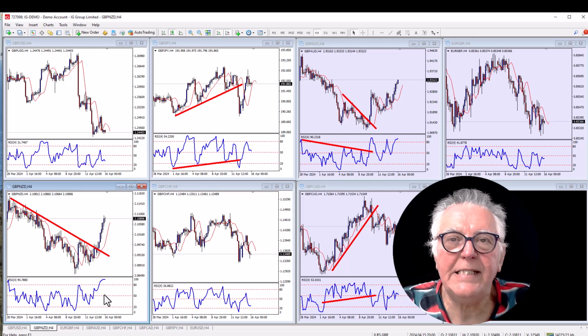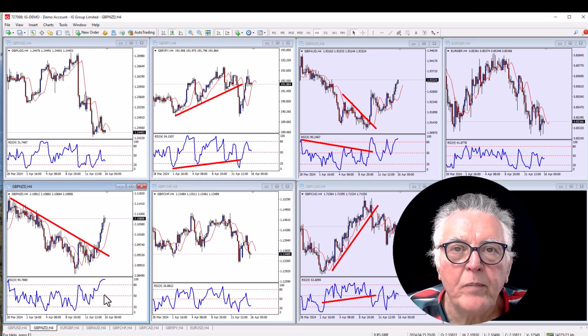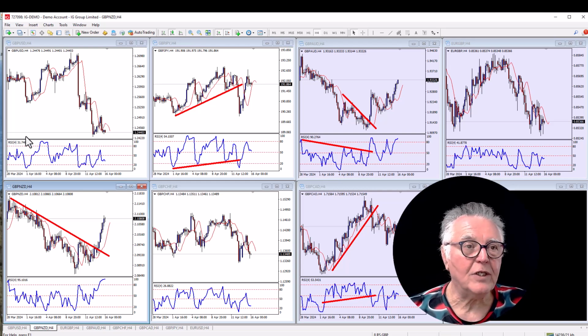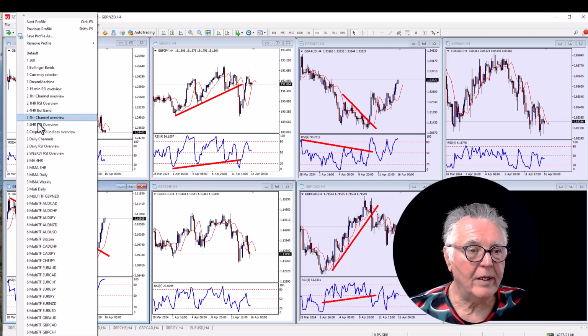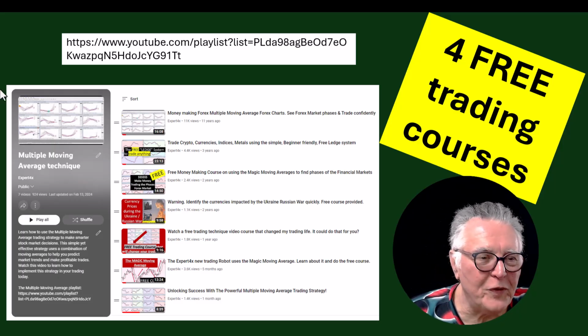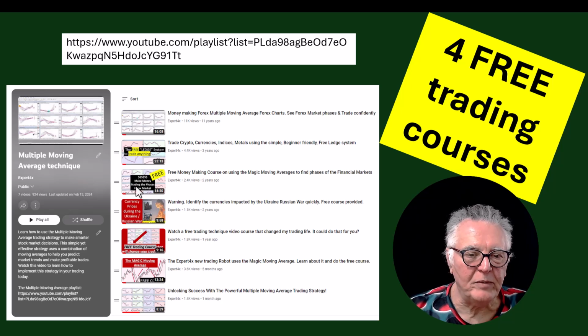Okay, so those are the relative strength charts that I've used, and let's just go back to my favorites, the 1 hour overview. So I might have forgotten to show you this one, which there is a multiple moving average course.